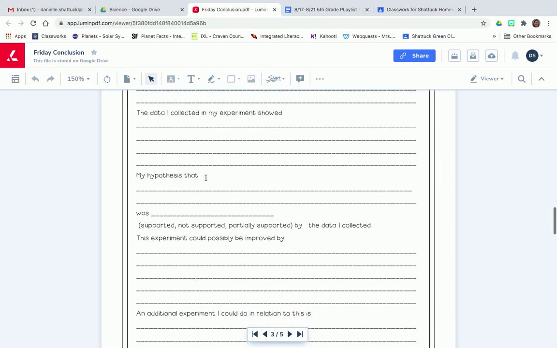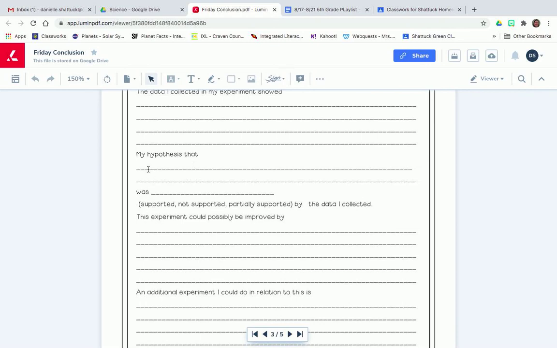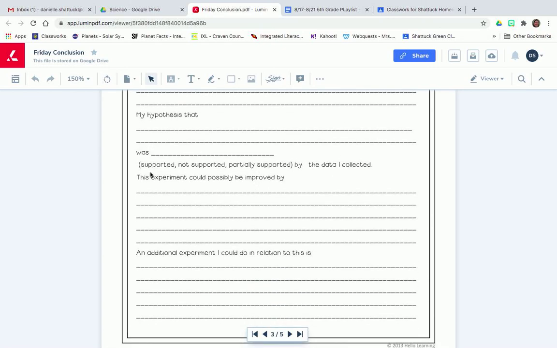What did it show? Your hypothesis was if I change the wings to look like this, then this will happen. Okay? Was it supported? Was it true, your hypothesis? Did you come up with a hypothesis that you can prove? I changed my wings this way, so yes, it went farther. Was it not supported? I changed my wings this way, but I thought it would go farther and it did not. Was it partially supported? It kind of worked, but because of wind, it didn't work the way I thought it would. Okay, so that's based on the data you collected.